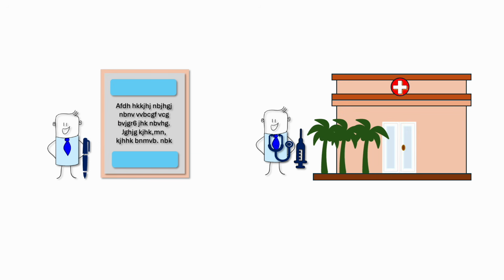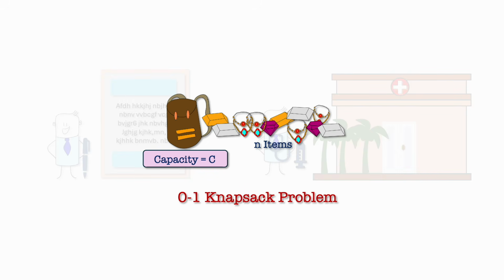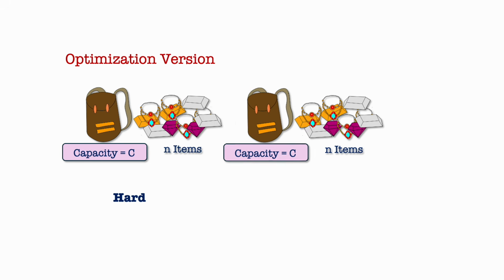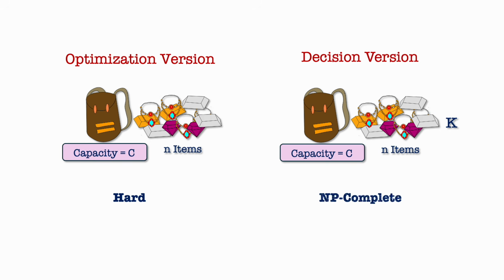Different worlds, medicine and media, but both hide the same computer science puzzle, the zero-one knapsack problem. We have already learned that the zero-one knapsack problem is hard to solve because its decision version is NP-complete. That means if we rely on brute force, large cases become practically impossible. It could take years to compute.